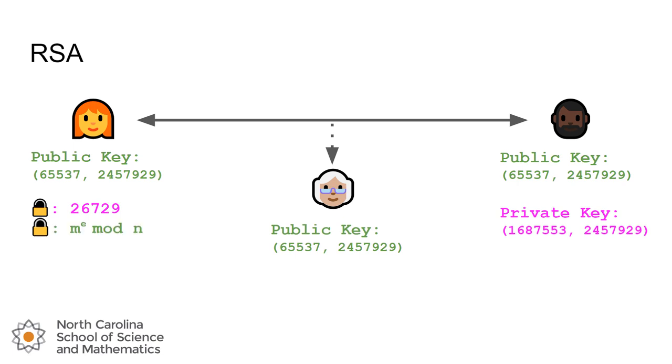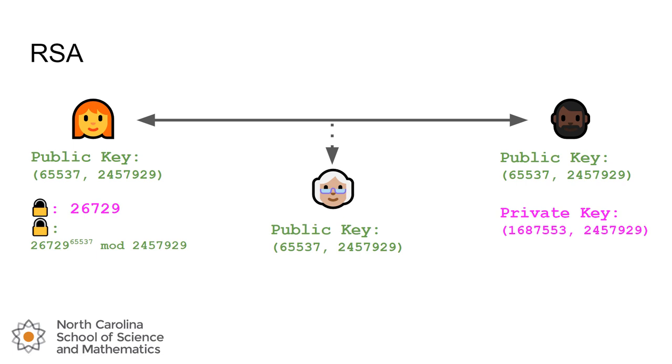And now she's off to work to create her encrypted message. So she's going to take her plaintext message, 26729, and raise that to the power of E, and then mod by N. This operation, you're not going to be able to do on a handheld calculator. This is a big calculation. You're going to need some serious computing to do it efficiently.